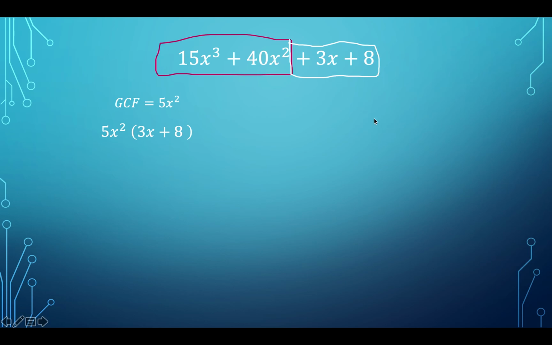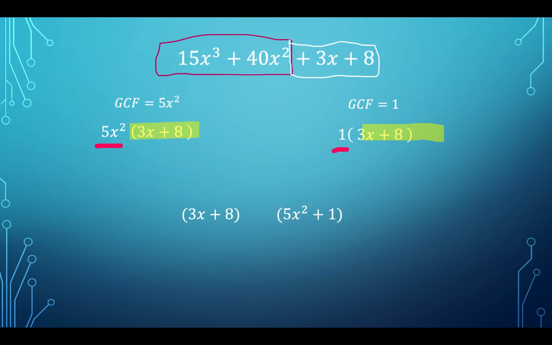Greatest common factor between 3x and 8, 1. And the factored form becomes 1 times 3x plus 8. We have two 3x plus 8's. We want that, so we're going to rewrite it once. 3x plus 8 at the bottom. And then we're going to group our 5x squared and our 1 together. So 5x squared plus 1. So my final answer now becomes 3x plus 8 times 5x squared plus 1.